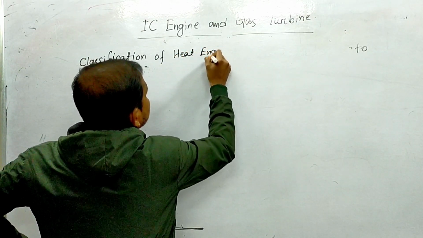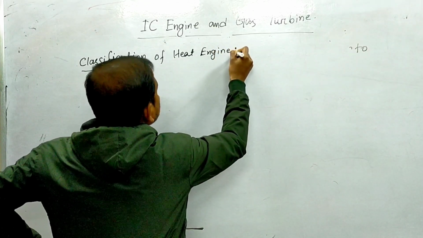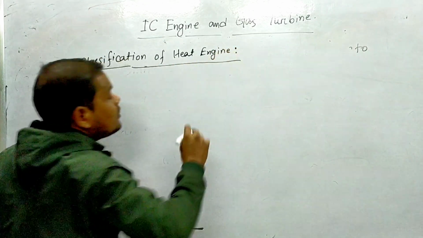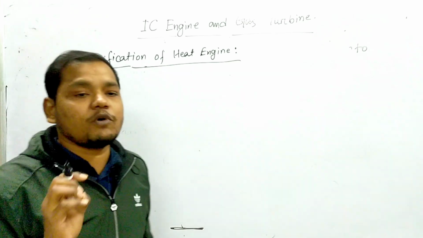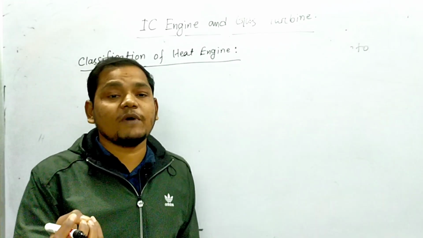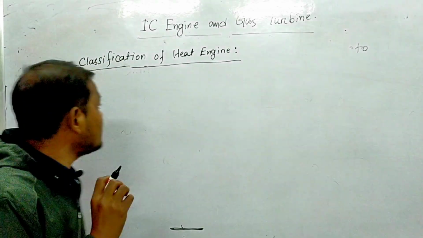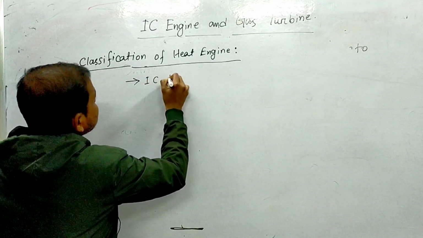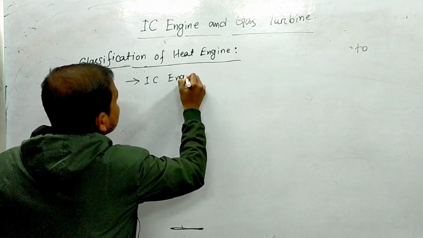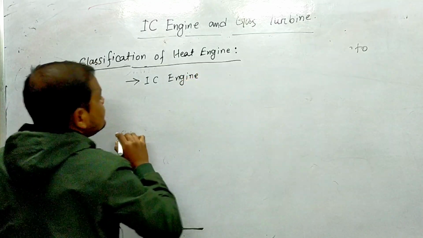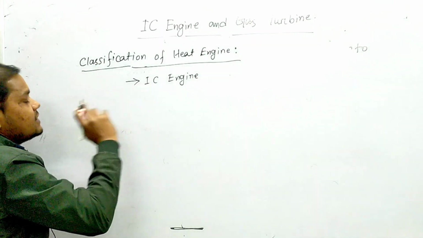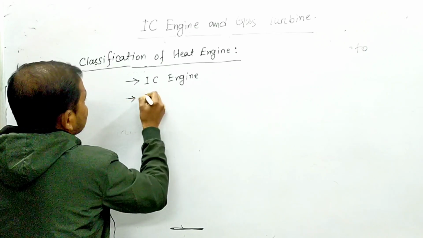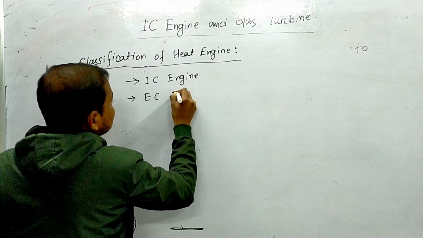Heat engine. Okay, on the basis of combustion process, heat engine can be classified into two types. What are they? The first is IC engine, which is also called internal combustion engine, and the second one is EC engine.